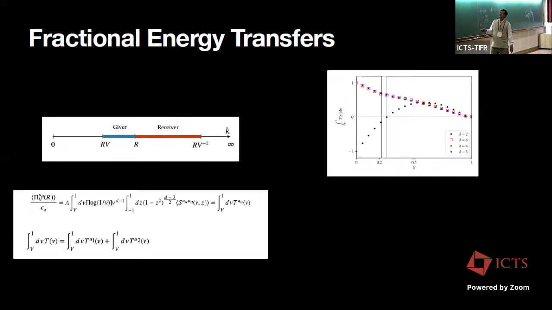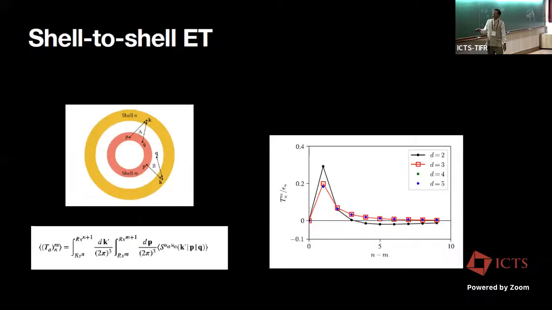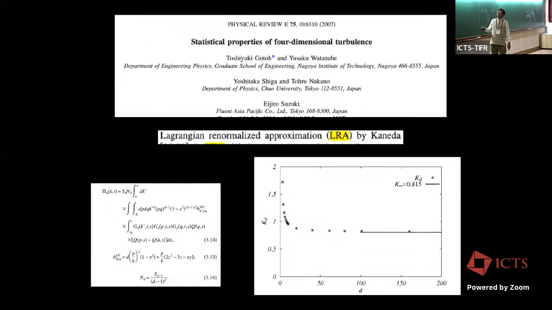Okay, so I think I'll skip this part. So the flux is negative here for 2D. There's a crossover at around 2.15. So the sign of this flux changes from negative to positive at dimension 2.15. I'll skip the past work.